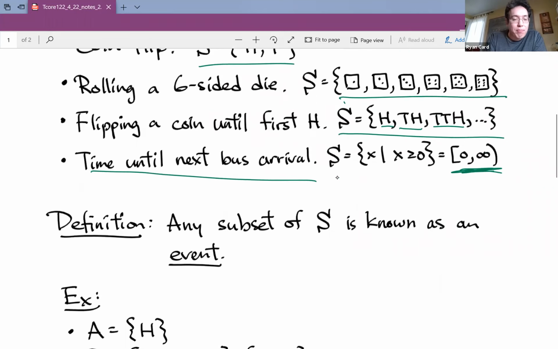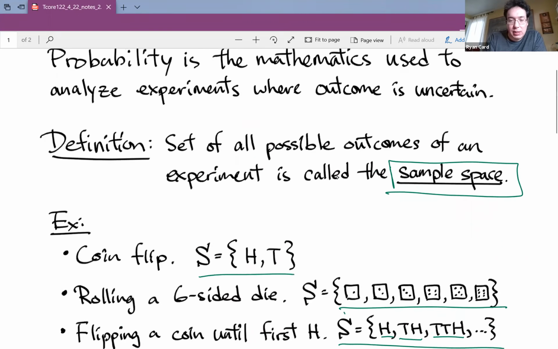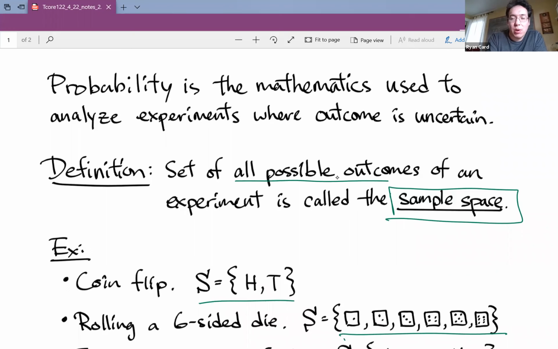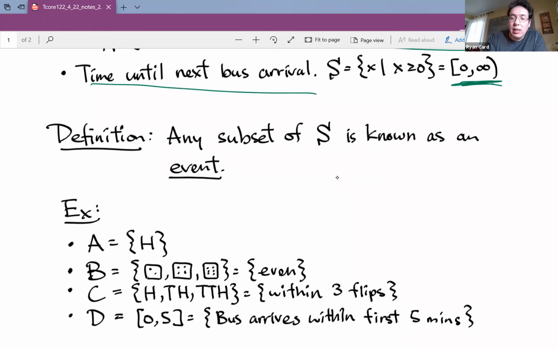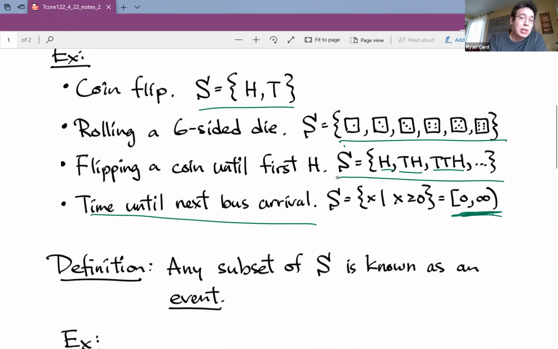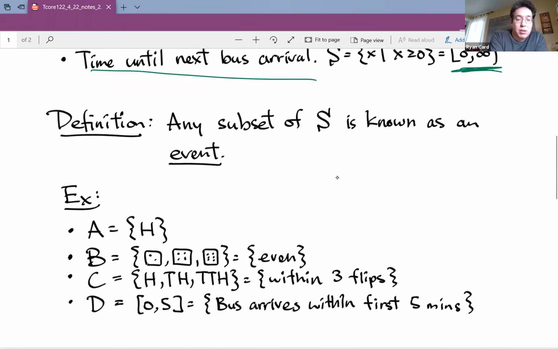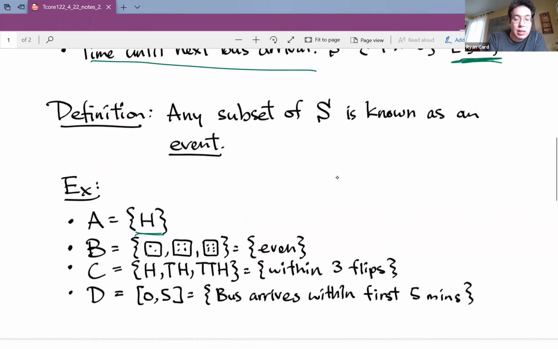Okay, so that's the sample space. The sample space is all possible outcomes. An event is any subset of the sample space. So in the previous 4 situations, you could talk about an event of getting heads instead of tails. That's a subset of the entire sample space, so that counts as an event.